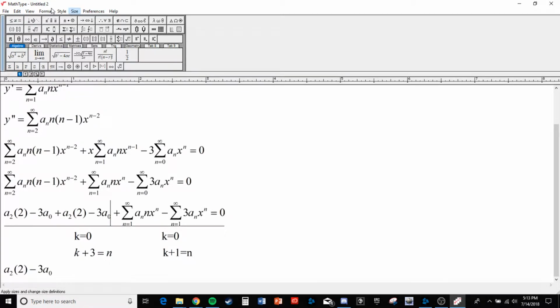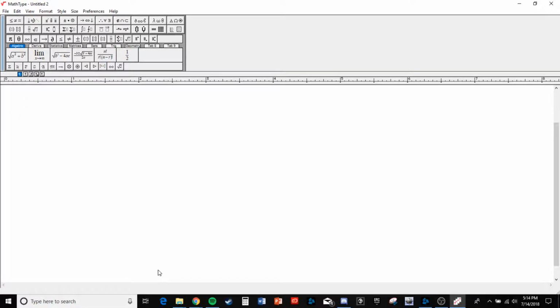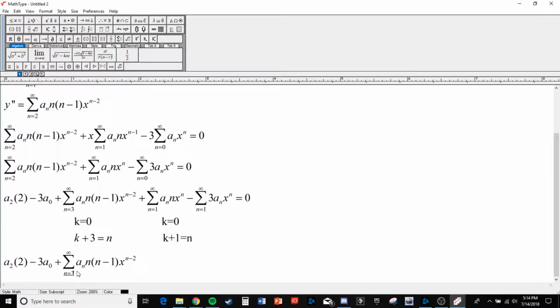Oh no, wrong button. I meant to copy that. Okay, so it's going to be k equals 0. Wherever we see a k, wherever we see an n, we plug in a k plus 3. So it's going to be k plus 3 minus 1, or k plus 2. And this one right here is going to be k plus 3 minus 2, or k plus 1.